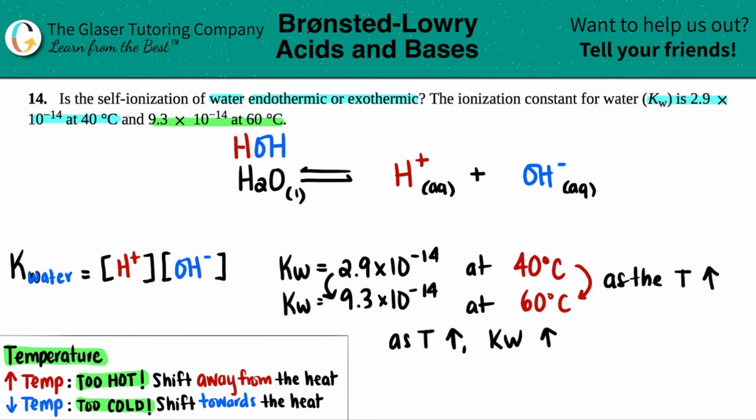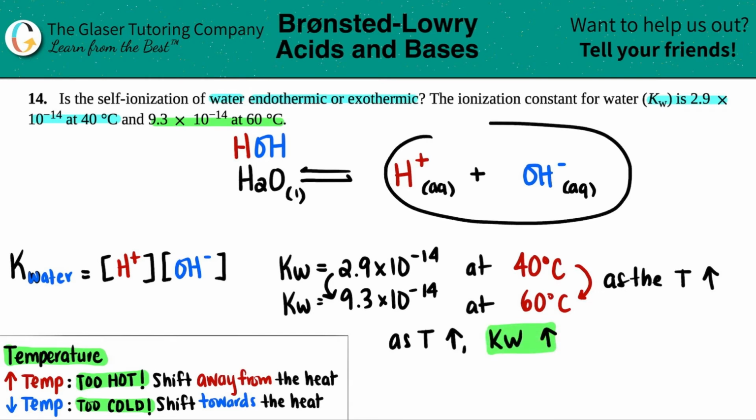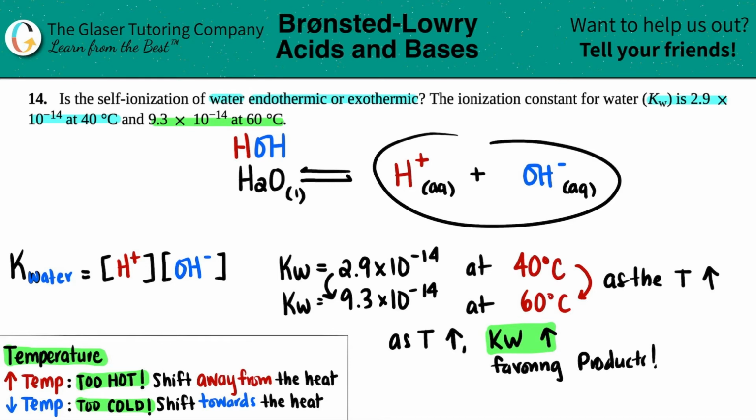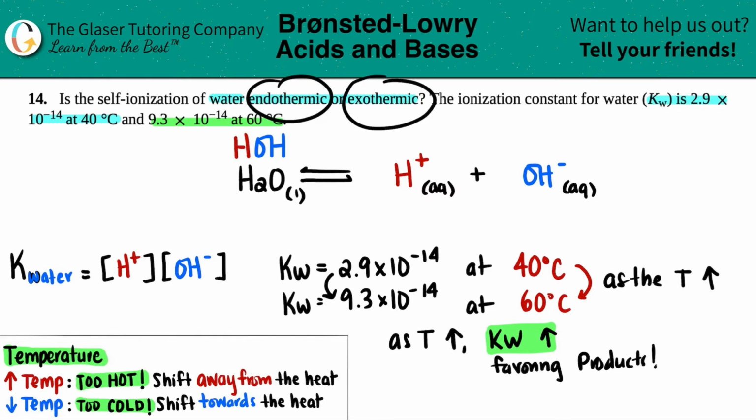And remember, a larger Kw value means that you're favoring more products, right? The bigger and bigger the Kw value is, the more you're going to be favoring the product side at equilibrium. So maybe I'll write that down. As you're increasing, you're favoring the product side. So you're making more products as the temperature is increasing. Now we just have to put a word to it. Is this endothermic or is this exothermic?